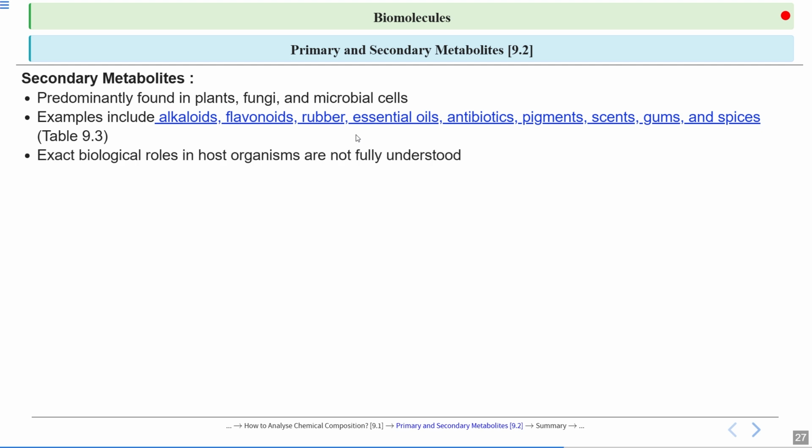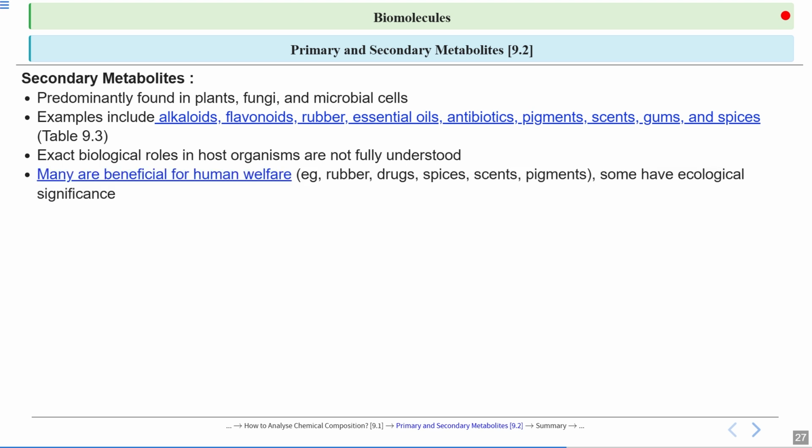Now, the exact biological role in the host organisms is not fully understood. Mostly they are synthesized as a defense mechanism, but the exact biological roles of most of these secondary metabolites are not fully understood. Now, many are beneficial for human welfare also, like rubber, certain drugs which can be used as medicines, and antibiotics. Some antibiotics have been isolated from fungi and bacteria, like streptomycin, which has been isolated from Streptomyces, this bacteria.